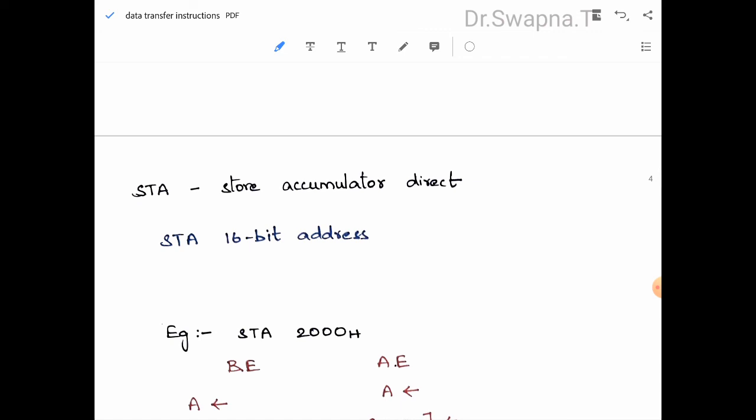Next, STA, store accumulator direct. Whenever you see direct, you need to understand it is an address. It is a memory location address. What is its template? STA 16-bit address. Now it is the reverse of the load. In load we were loading the accumulator register. Now we store the accumulator register content into the memory location. The content of the accumulator is copied into the memory location specified by the operand.